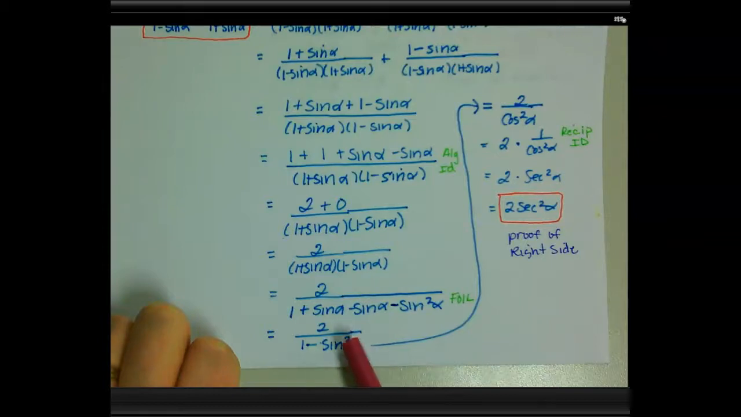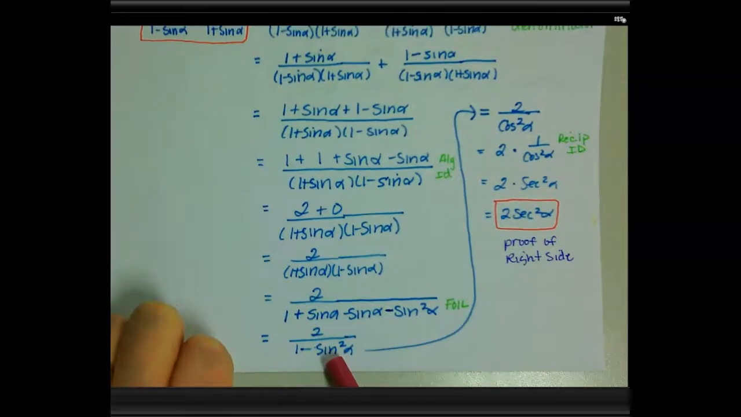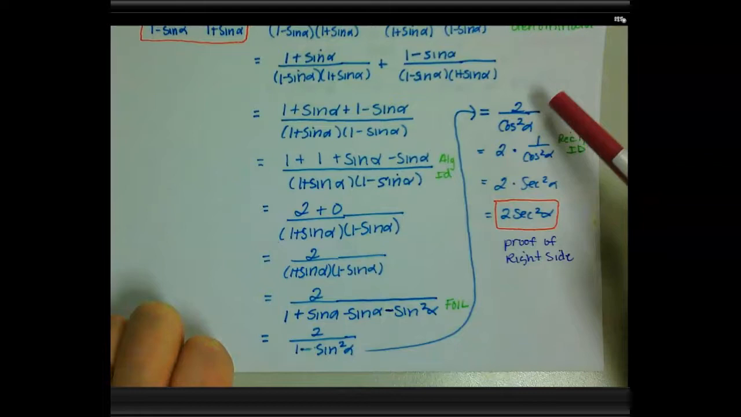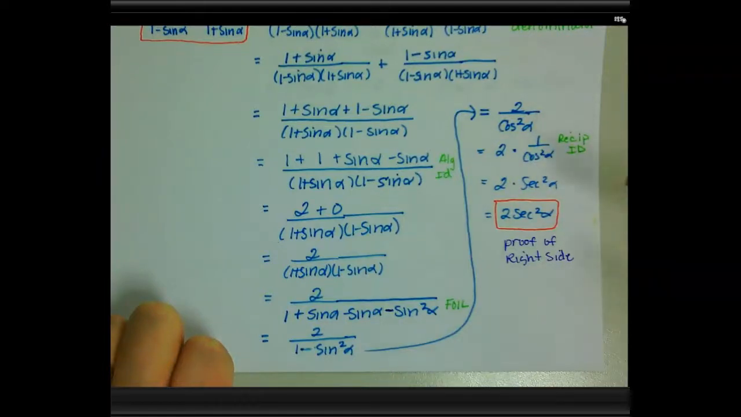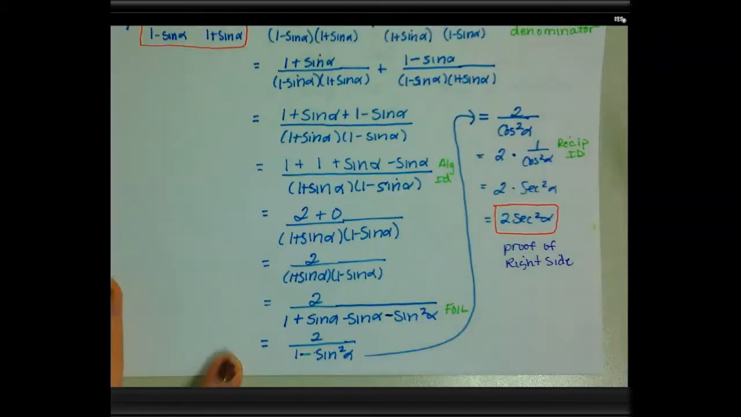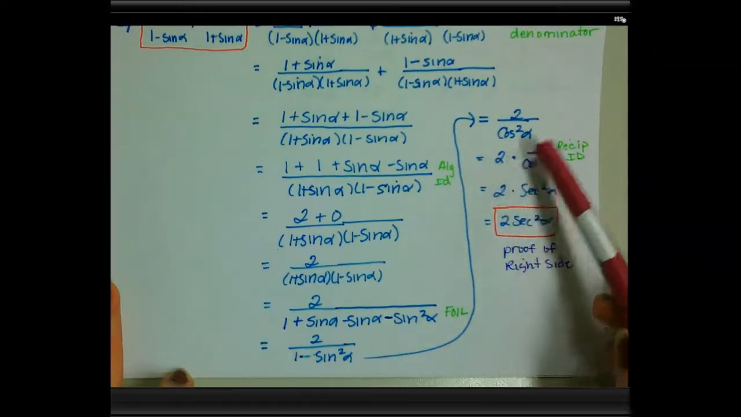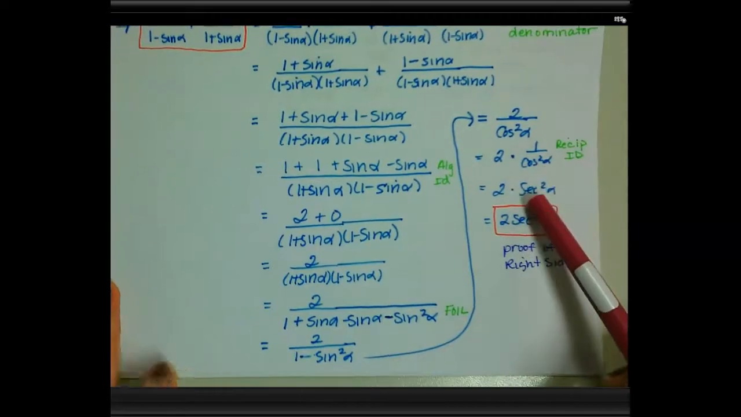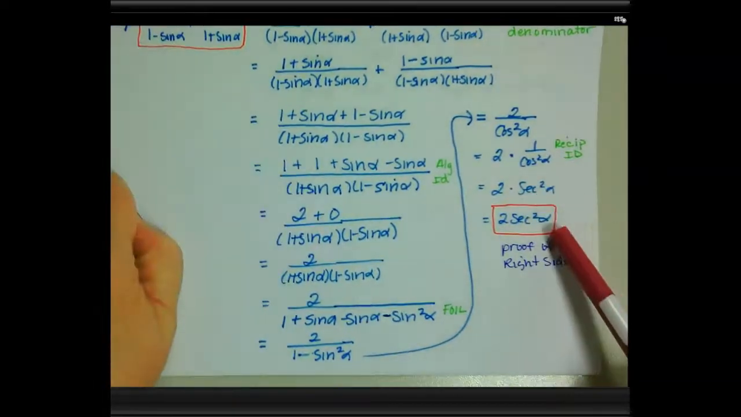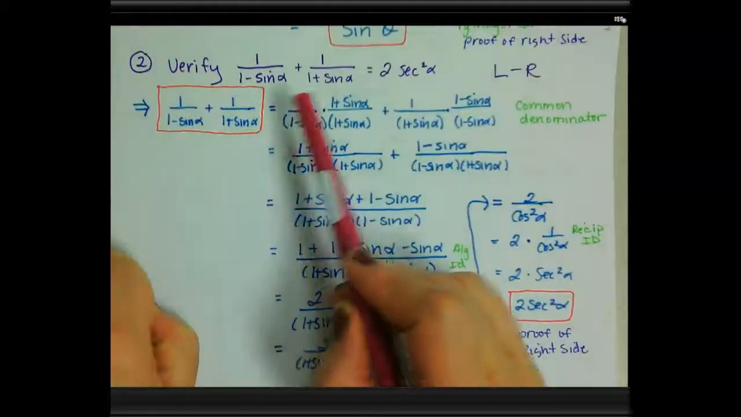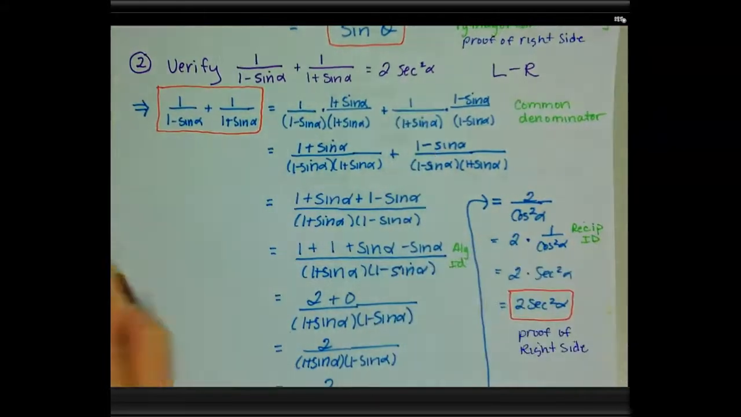So now I know that the bottom is an identity. It's a Pythagorean identity. So I replace that and then pull the numerator off. Once I pull the numerator off, I have a reciprocal identity, so I can replace it. And then I have 2 secant squared alpha. And that's what I was trying to prove. That's what this side of the proof was.